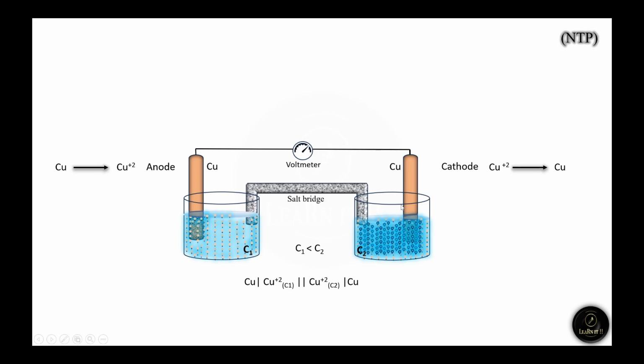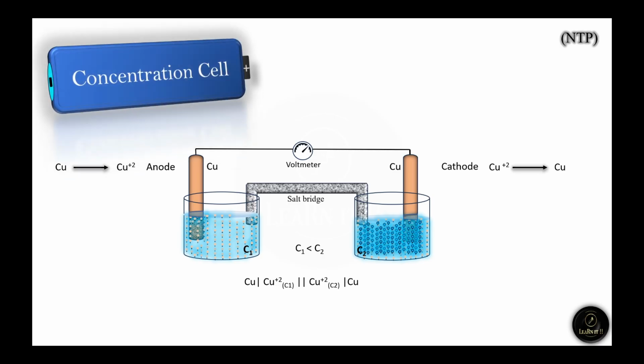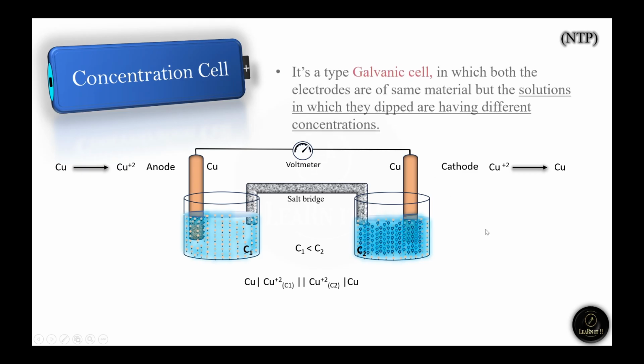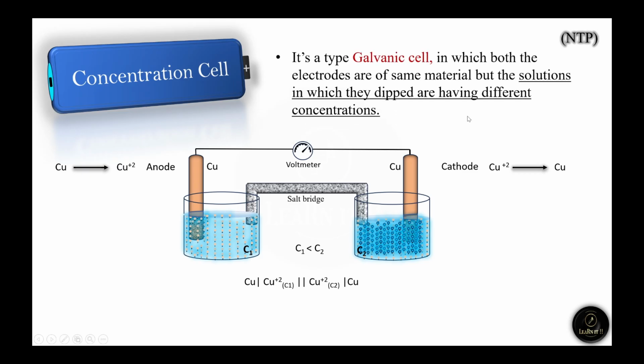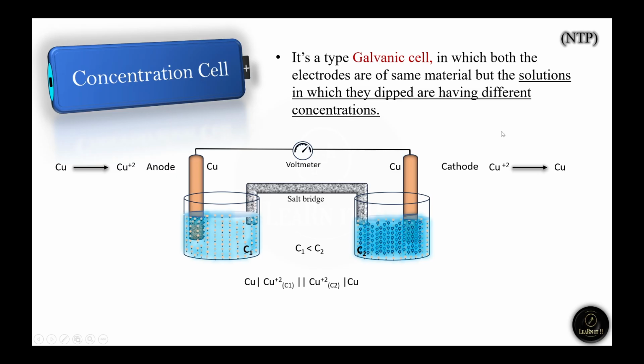Here both the electrode materials are the same, but the concentrations of the solutions in which they are dipped are different. Such cells are called concentration cells. Remember, this is a galvanic cell. A concentration cell is a galvanic cell in which both electrodes are of the same material, but the solutions in which they are dipped have different concentrations.